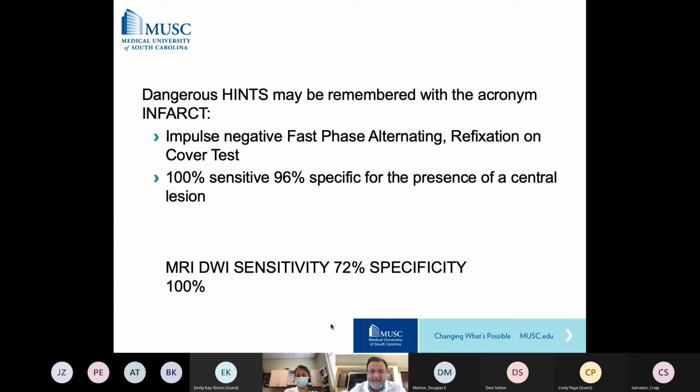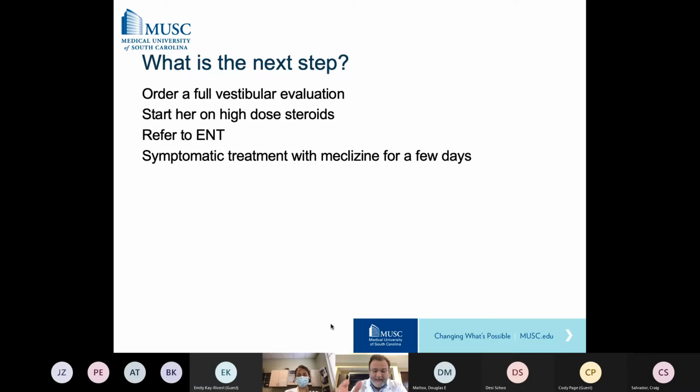To remember the acronym that points you away from a peripheral vestibular system presentation is head impulse negative, fast phase alternating, meaning you have a nystagmus beating to the right in right gaze, beating to the left in left gaze, and a refixation on cover test, which is a skew deviation. So that lady who presented with a left vestibular neuronitis, what would be her next step?